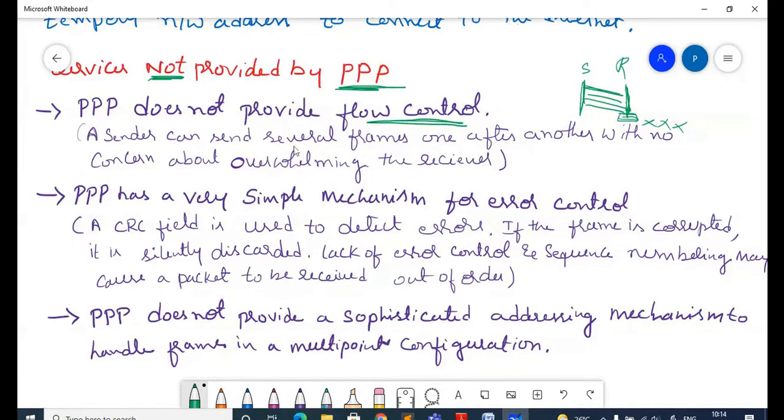That is, a sender can send several frames one after another with no concern. That is important. It is not going to worry.